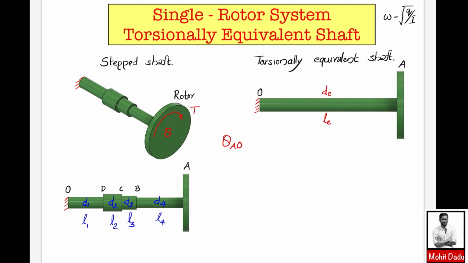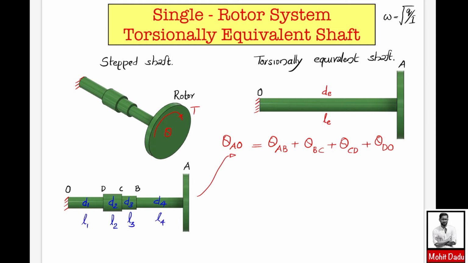So if you analyze the left one, that is the stepped shaft, different points based on the cross sections are there, A, B. So AB shaft has a length of L4 and diameter of D4. Similarly BC, CD and OD. From this figure, you can find theta of A with respect to O as theta of A with respect to B, plus theta of B with respect to C, plus theta of C with respect to D, and finally theta of D with respect to O. So this is the total angular deformation at the rotor end for the stepped shaft.